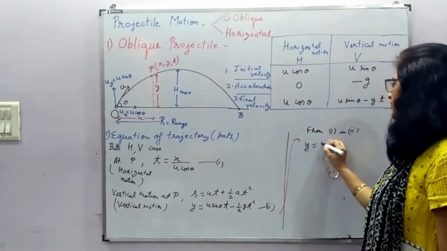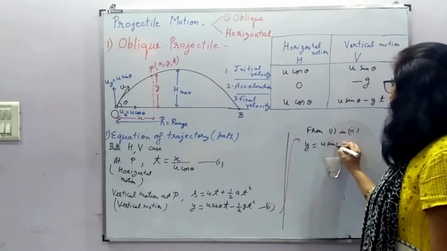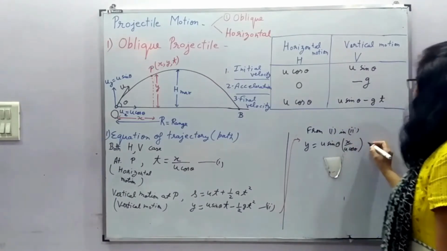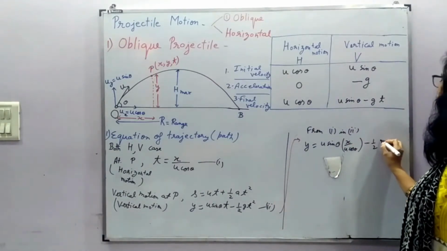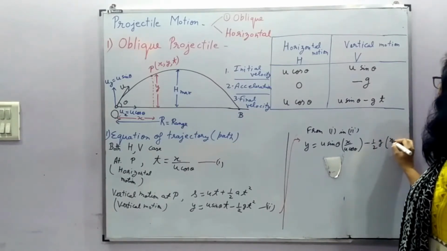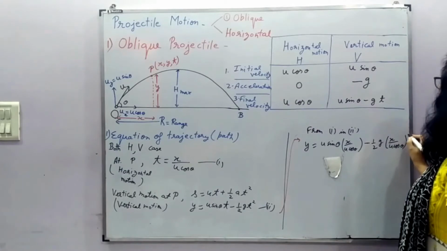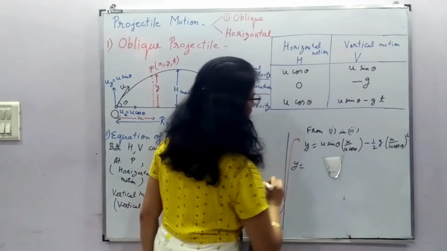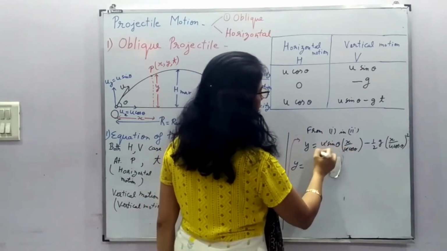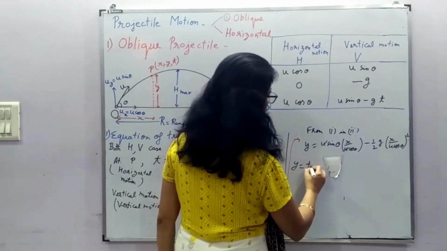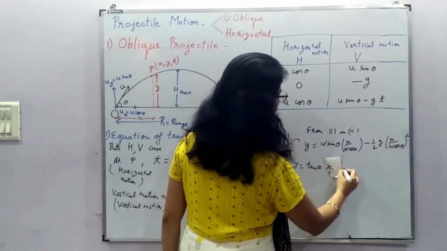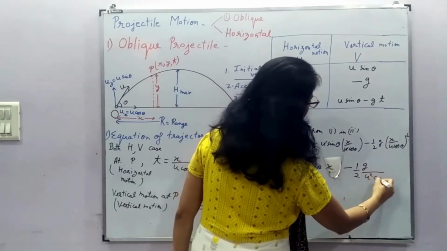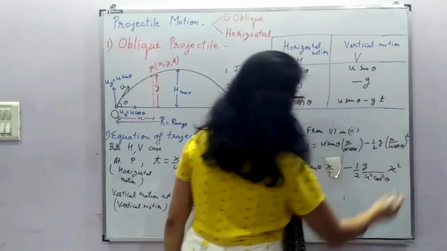So this will be y is equal to u sine theta into x upon u cos theta minus half g into x upon u cos theta whole square. Right? So from here, u cancels. So this will be tan theta into x minus half g upon u square cos square theta into x square.